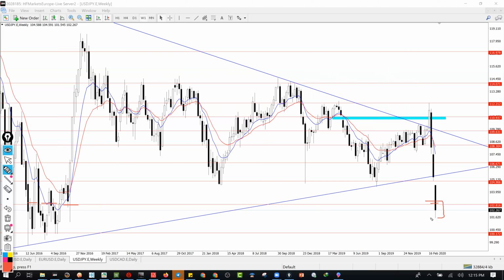But if we can't see a bullish retracement back into this channel right here, then it means the bears are really strong in this trend and are willing to pull price to re-expose the next key support level, which lies in this zone right here, and that is 100.172. That means the Japanese yen is really very strong, even at the moment.